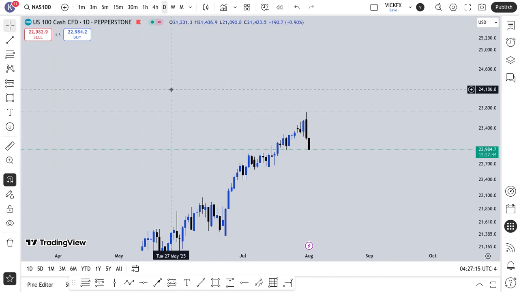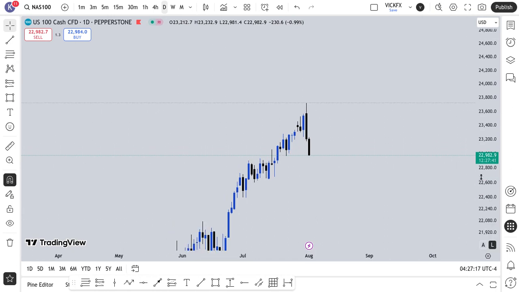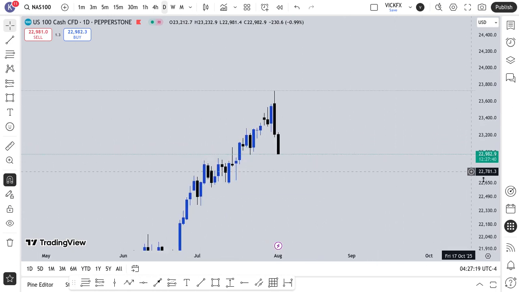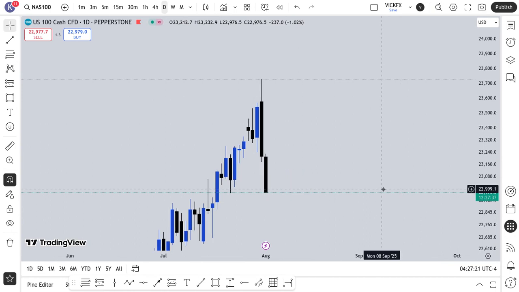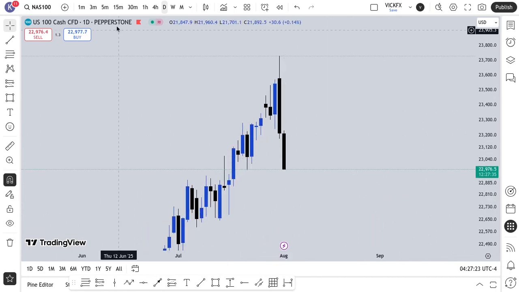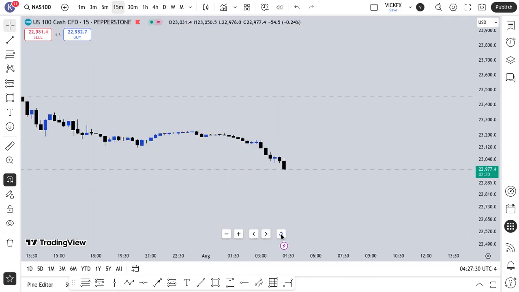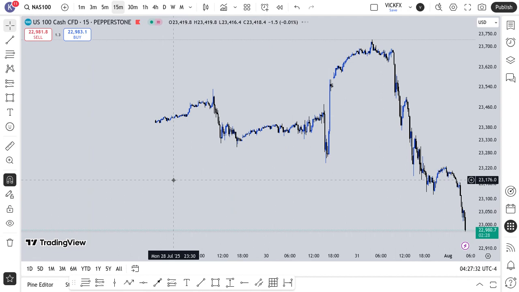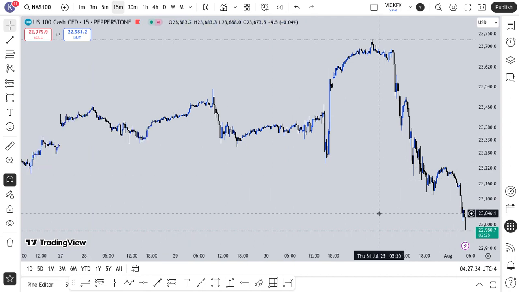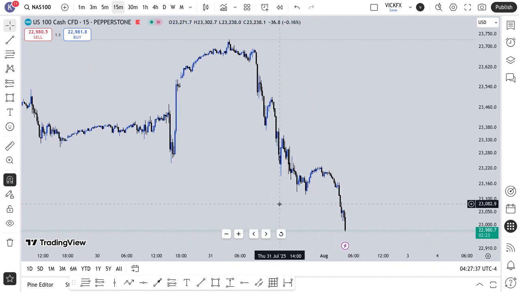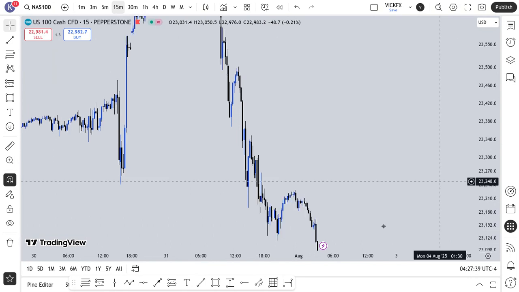Okay, so I'm going to start from the daily time frame. Here we can see the market is on a downtrend. I'm going to base my analysis on the 15-minute, and the 1 minute for entry. So remember one thing, time is very important in trading. Time is very important in trading. So make sure you note down the time.